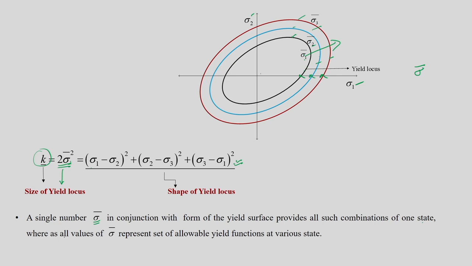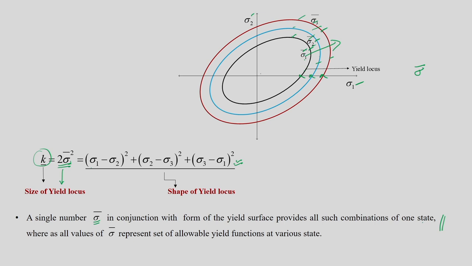Second one, whereas all values of sigma bar, sigma 1 bar, 2 bar, 3 bar represent the set of allowable yield functions at various states. In the first stage, this is allowed. In the next stage, this is allowed. In the next stage, 3 is allowed. So, one yield locus diagram with the 3 curves, for example, black, blue and red, will tell you these 2 sets of information.